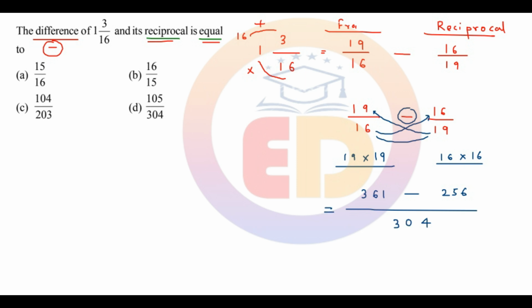Now subtract the numerators. 361 minus 256, it will give me 105 upon 304. My answer is option number D. Another method of solving this question could have been by taking the LCM of the denominators, which we will continue in our next session.